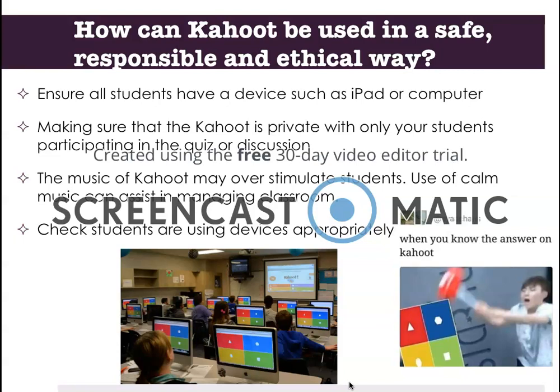Alrighty, so Kahoot can be implemented safely, responsibly, and ethically in multiple ways. Ensuring all students have a device, such as iPads or computers, is important to ensure that all students participate. Setting the Kahoot to private with only your students participating in the quiz or discussion is imperative to ensure adequate safety from online predators. The music of Kahoot, as you would have heard before, may be overstimulating for students. So perhaps playing more calming music will assist in managing the classroom and allow students to participate responsibly.